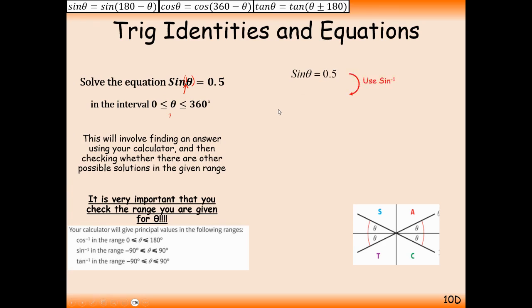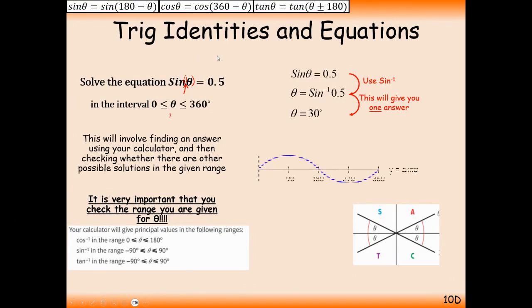We're going to find one answer, which is 30 degrees. That's not the only answer. We're going to use what we have up there on top of the page and say sine of 30 is the same as sine of 150 degrees. Therefore, the other answer is 150 degrees.